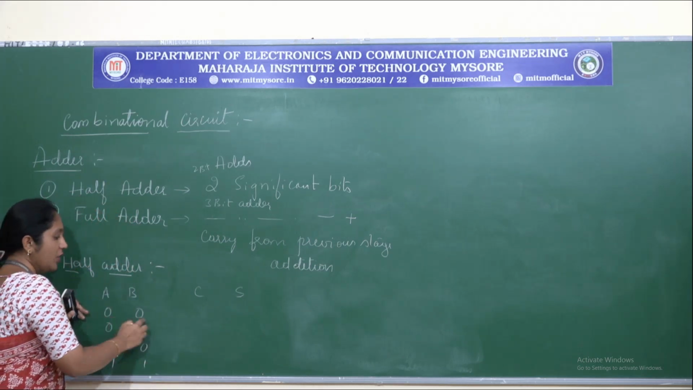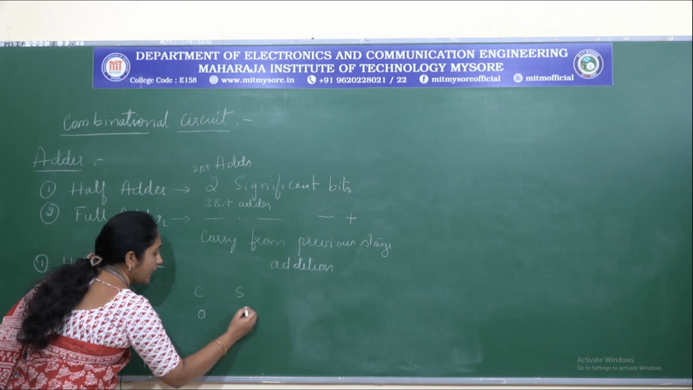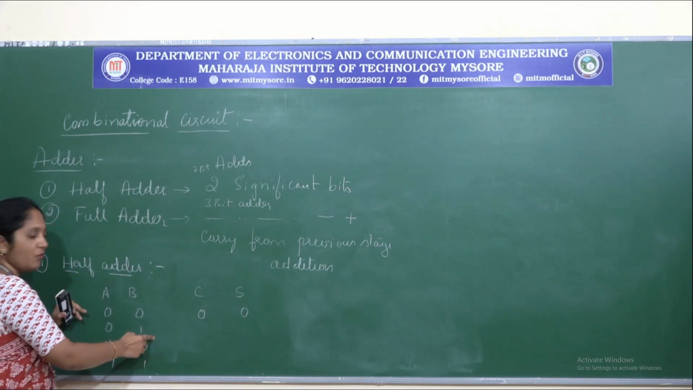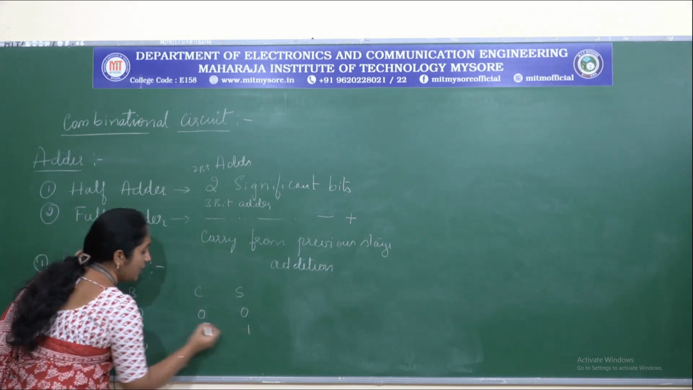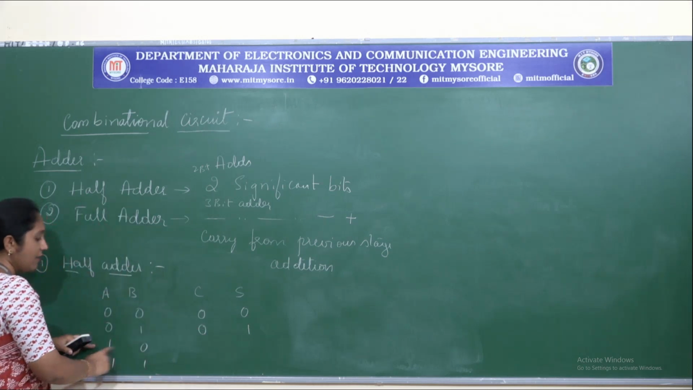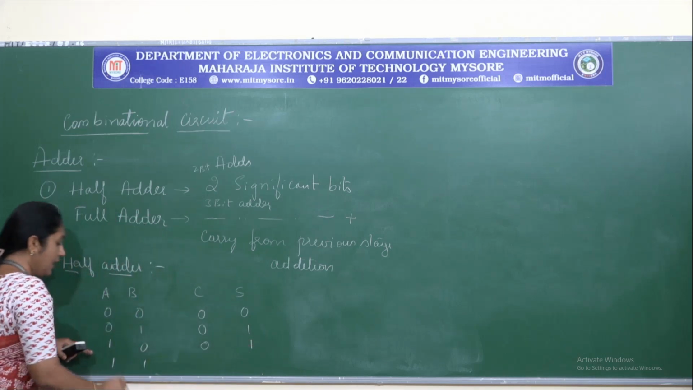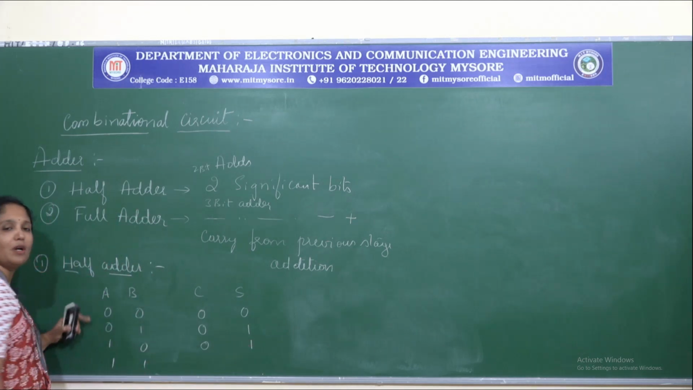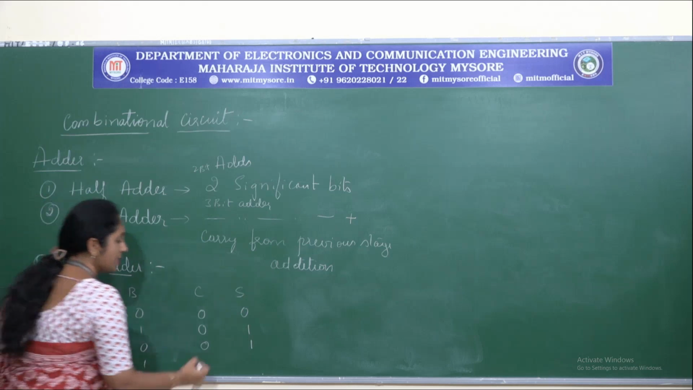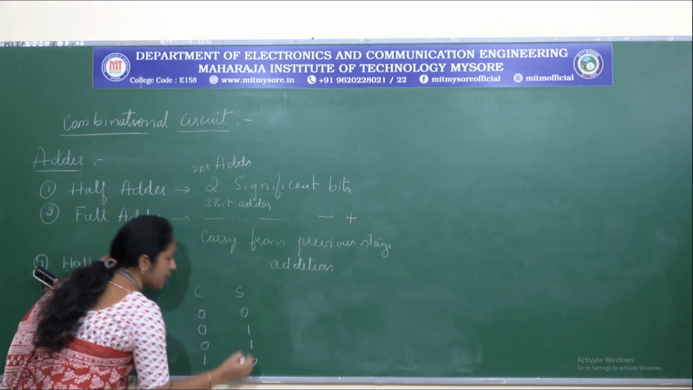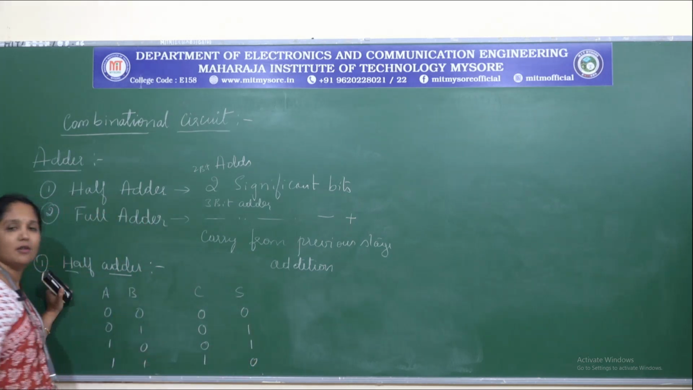When the 2 inputs are 0, 0, sum and carry are 0, 0. When we have 0, 1, the sum output is 1, there is no carry. Next, when we have 1, 0, the carry is again 0, sum is 1. At last we have 1, 1. 1 plus 1 is 2, and 2 is represented as 1, 0, in the sense sum is 0, carry is 1.